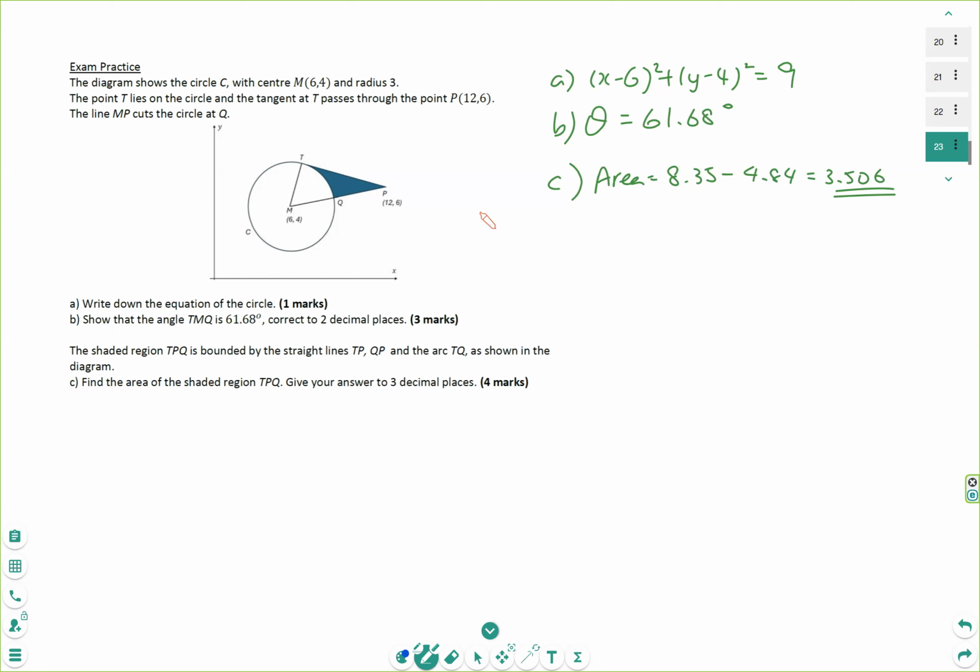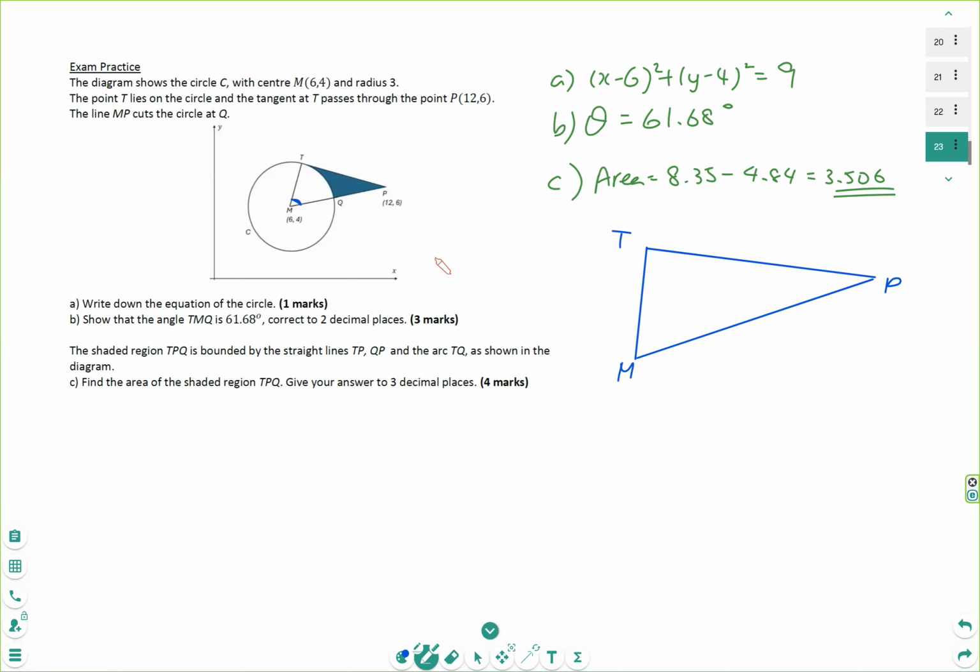Question B. Okay, so I'm not going through question A. Question B: show that the angle TMQ, so once you work out the angle here, is 61.68 degrees. Okay, so what we can do is we can use the triangle TMP instead. TMP, because Q lies on MP. So TMQ is the same as TMP really.